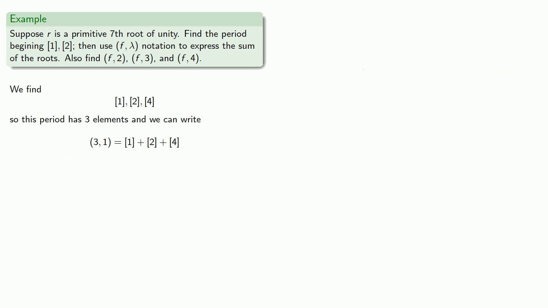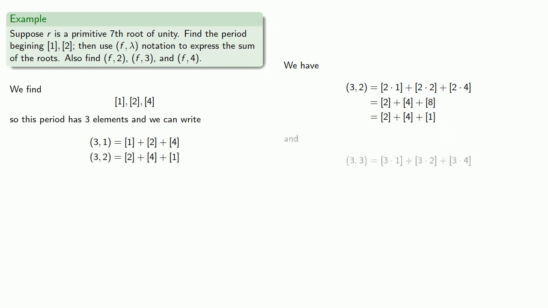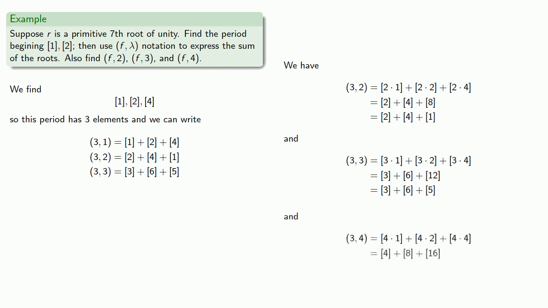So remember, the effect of changing this second value is to multiply the indices by that number. So 3, 2, we're going to take everything and multiply the index by 2. So that's going to be bracket 2 times 1, bracket 2 times 2, bracket 2 times 4, or 2 plus 4 plus 8. But because we're dealing with seventh roots of unity, this bracket 8 can be reduced. And similarly, 3, 3, we're going to multiply every index by 3 and simplify. And finally for 3, 4, we'll multiply every index by 4.